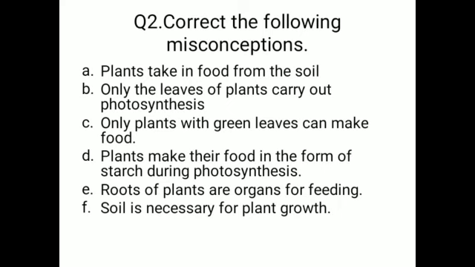Question number 1 is you are asked to complete the table. And in column number 1, what do plants need to grow well? Light, water, carbon dioxide, oxygen, and nutrients. And in the next column, the reasons are written. Why? These questions had been also discussed in your weekly assignment.